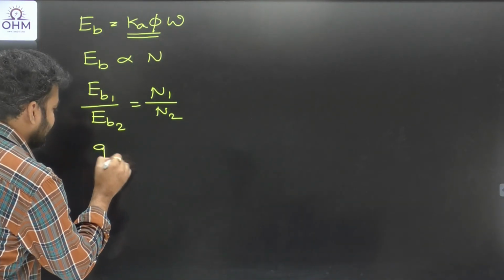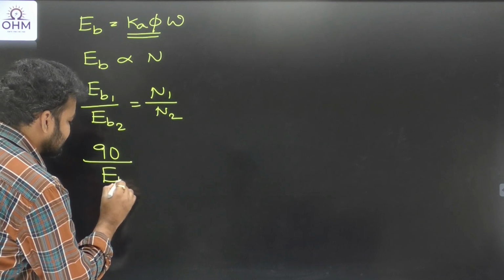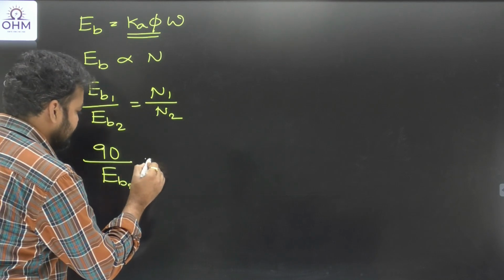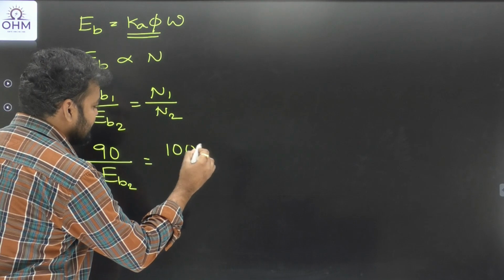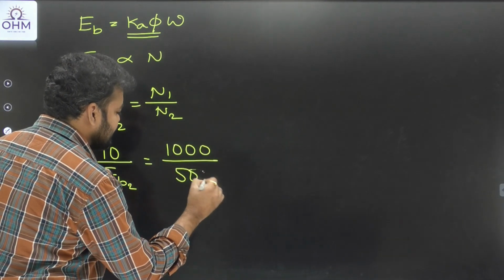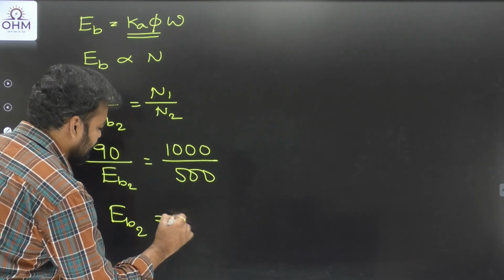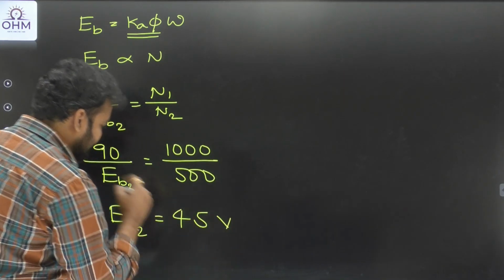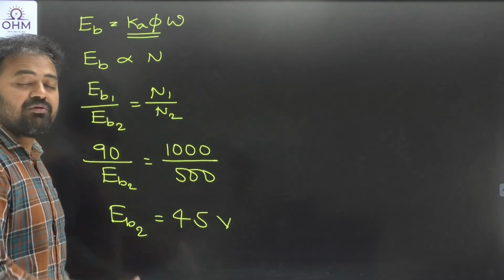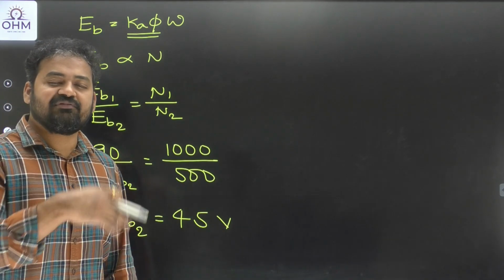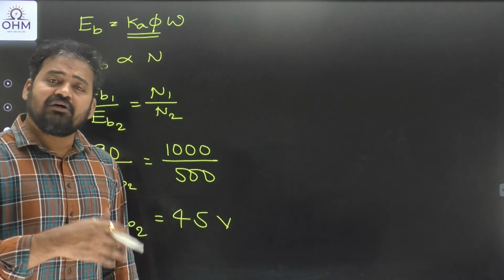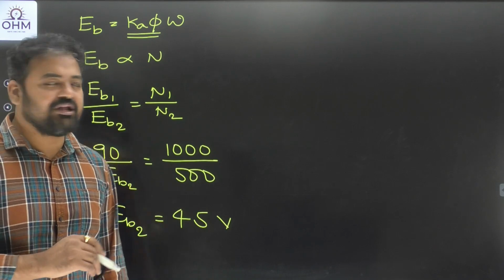So 90 divided by the back EMF in the second case, which is the value I need, is equal to the speed in the first case, 1000 RPM, over the speed in the second case, 500 RPM. So the new back EMF is equal to 45 volt. Now I have an idea about the new back EMF as well as the new armature current. Now I will use the KVL equation to find the terminal voltage.